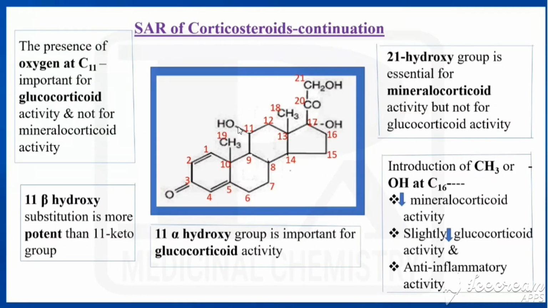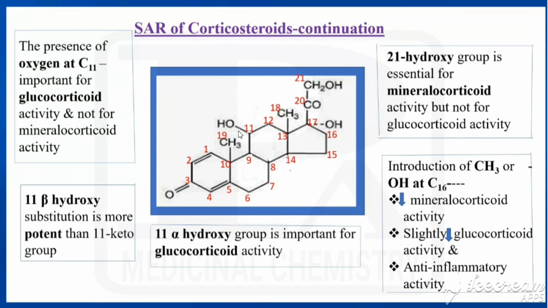In 11th position, the presence of oxygen is important for glucocorticoid activity, and that is not important for mineralocorticoid activity. So if it is having oxygen in 11th position, that is responsible for glucocorticoid activity. In 11th position, a beta hydroxy substituent is more potent than the 11 ketone group. So instead of ketone, beta hydroxy would be more potent. This alpha hydroxy group is important for glucocorticoid activity. If it is alpha hydroxy, that is also important for glucocorticoid activity.